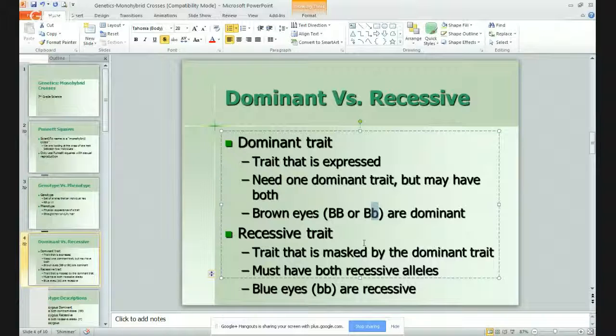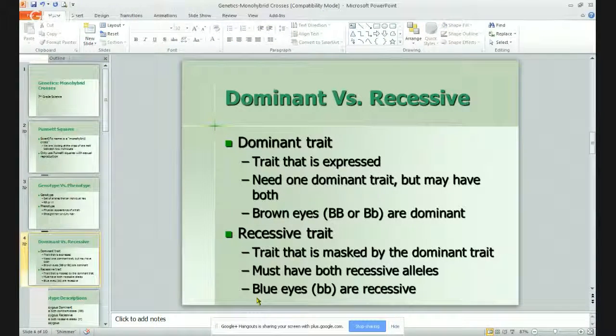If they both pass on that little b to their kid, then that's why two brown-eyed people could potentially have a blue-eyed kid. The recessive trait, however, is usually masked or covered up by the dominant trait if it's there. In order to show this particular trait, you have to have both recessive alleles. You had to get one copy of the recessive allele from mom, and another copy from dad. So in humans, blue eyes is recessive. You have to have two of the recessive alleles to have blue eyes.